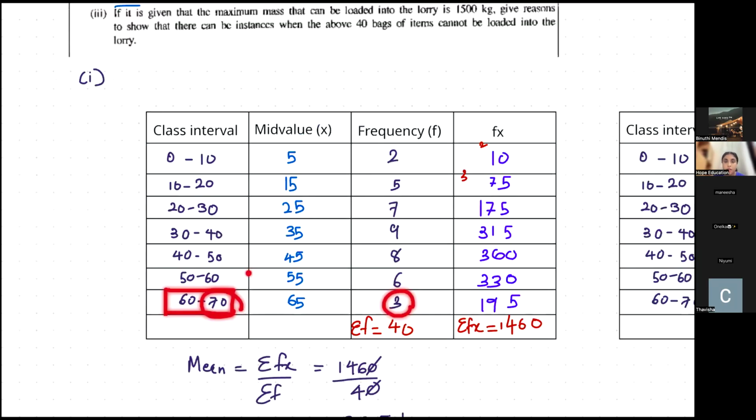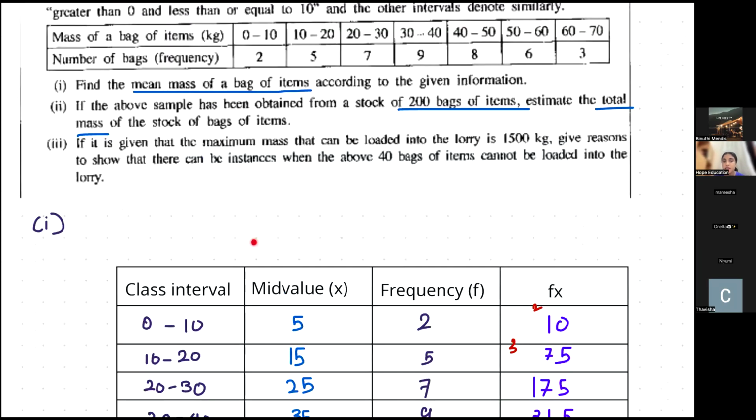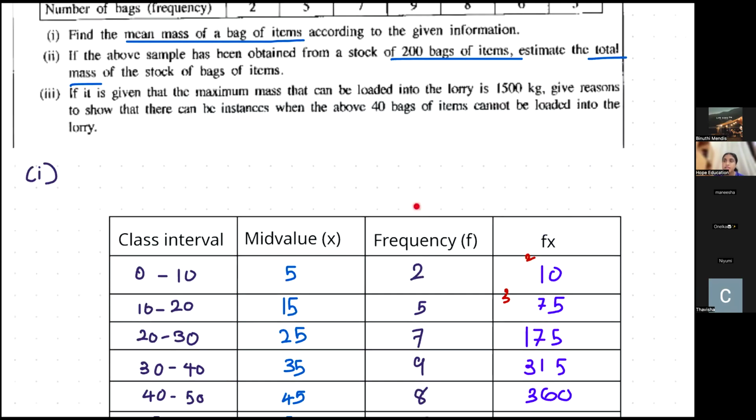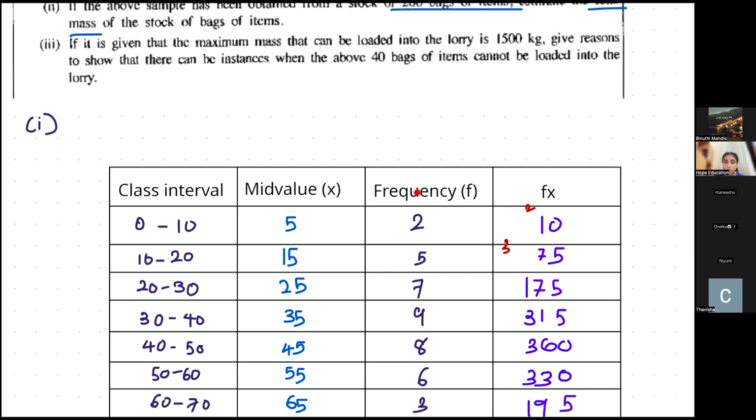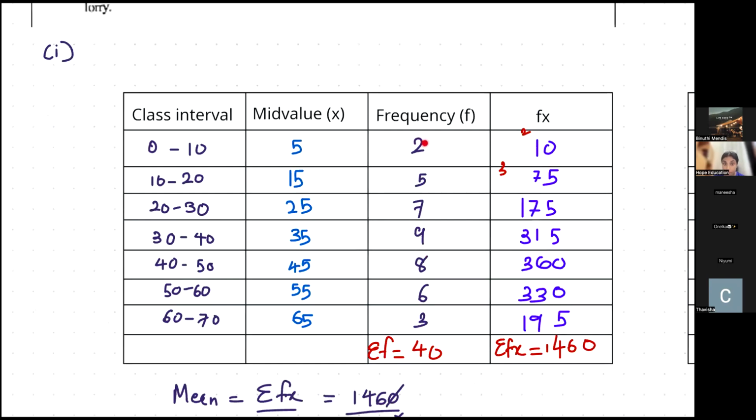We are told that the maximum mass that can be put into the lorry is 1500 kg. We need to show whether there can be instances where we cannot load all these 40 bags into the lorry. Now if you look at these 2 bags, their mass is between 0 to 10. Both the bags can be 10, no? 10 is the maximum. Both of them can be 10.